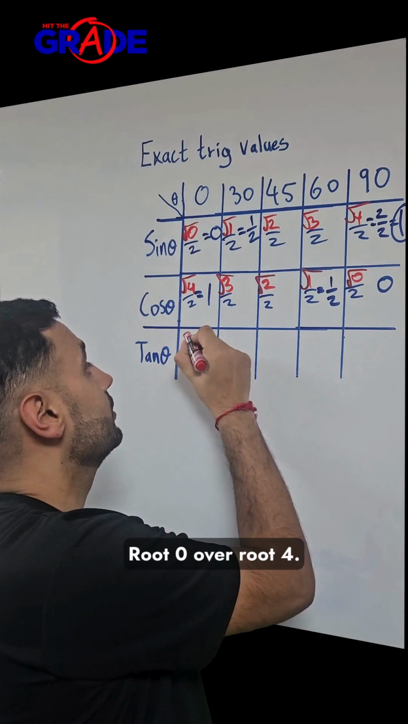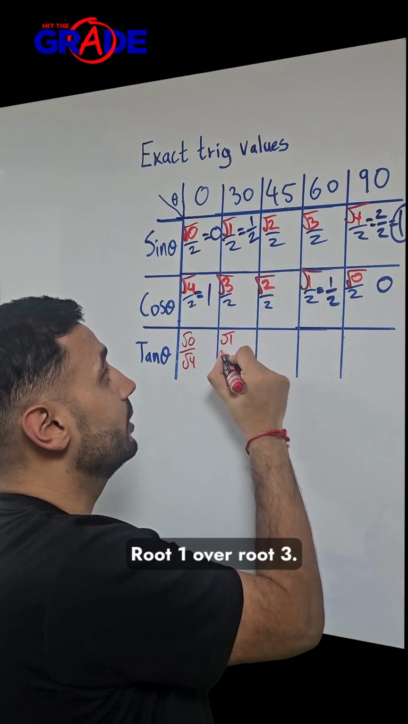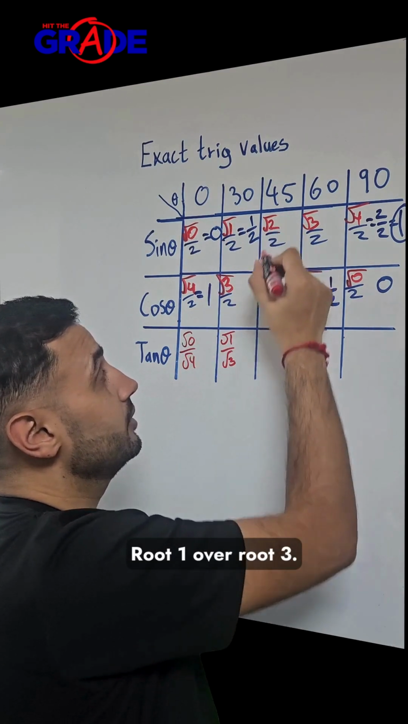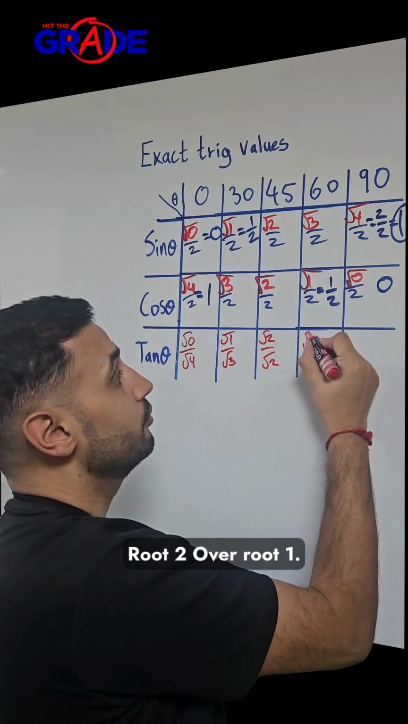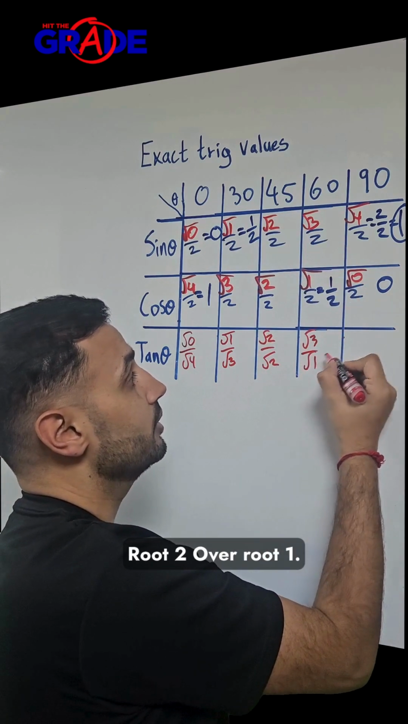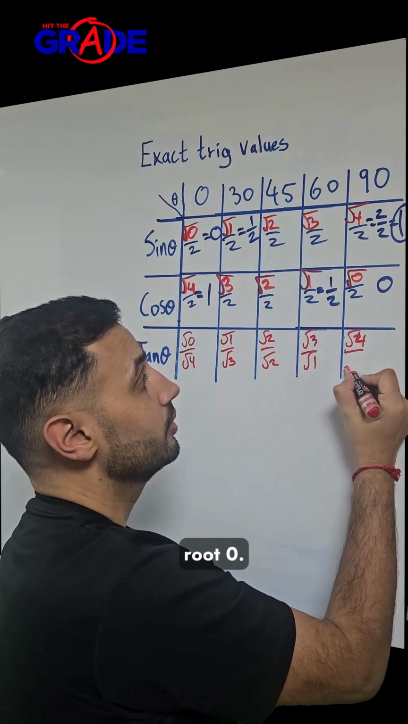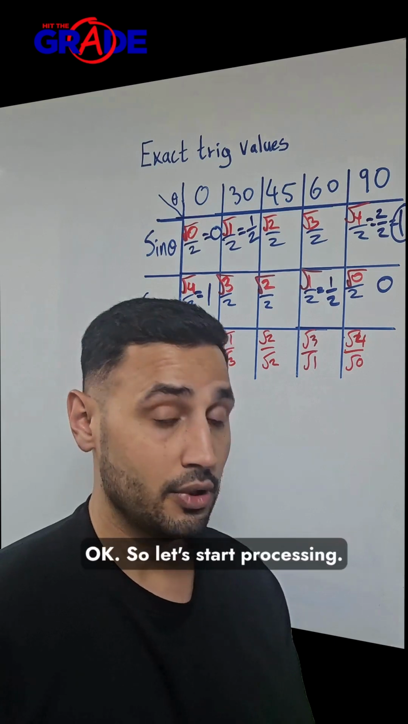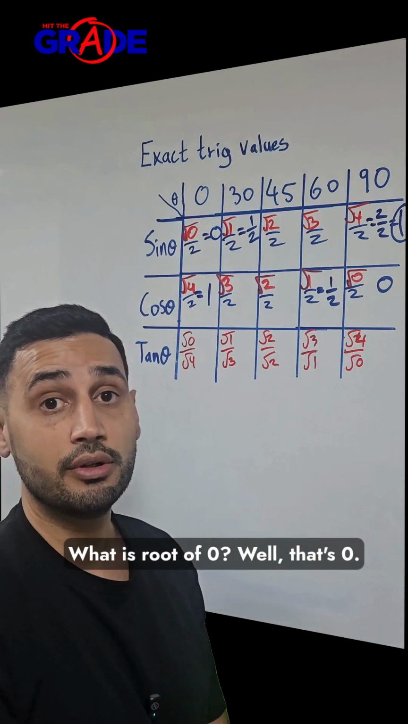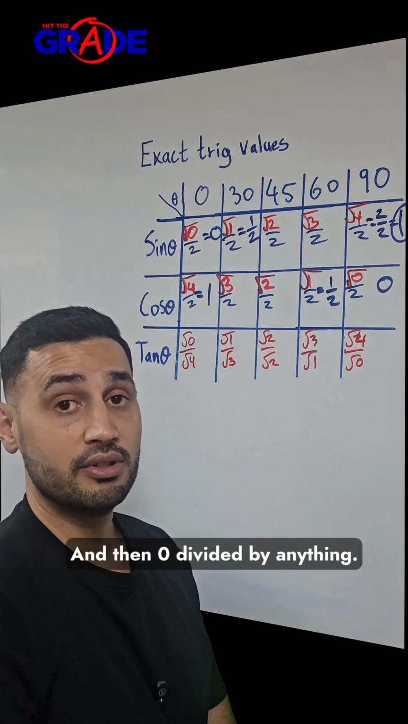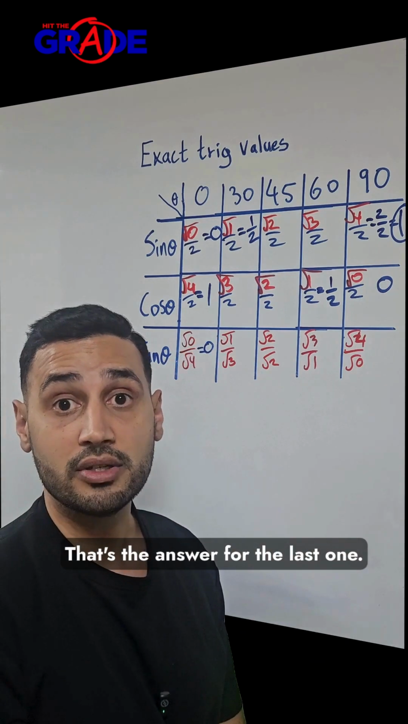So let's write that down. Root 0 over root 4. The same thing here. Root 1 over root 3. And root 2 over root 2. Root 3 over root 1. And finally, root 4 over root 0. Okay, so let's start processing. What is root of 0? Well, that's 0. And then 0 divided by anything, well, that's also still 0. That's the answer for the first one.